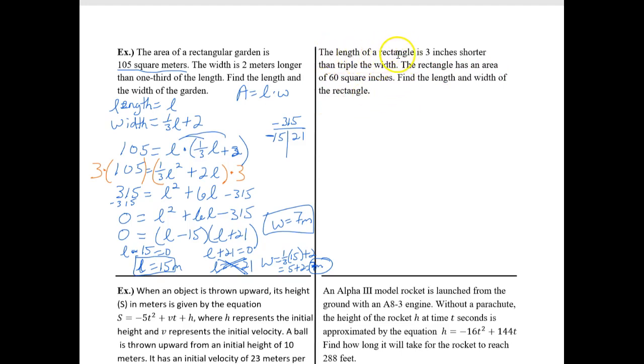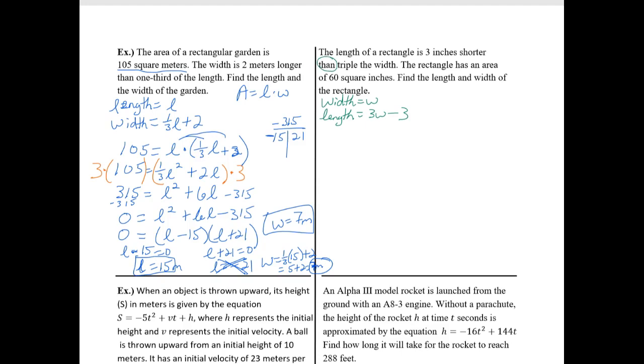So the length of a rectangle is 3 inches shorter than triple the width. So I know something about the length. This time I don't know anything about the width. So my variable is going to be W. And then my length, I do know it's going to be triple the width and 3 inches shorter than that. So 3W minus 3. That shorter than tells you you're going to end up flipping the order of the way you read it to the way you write it.